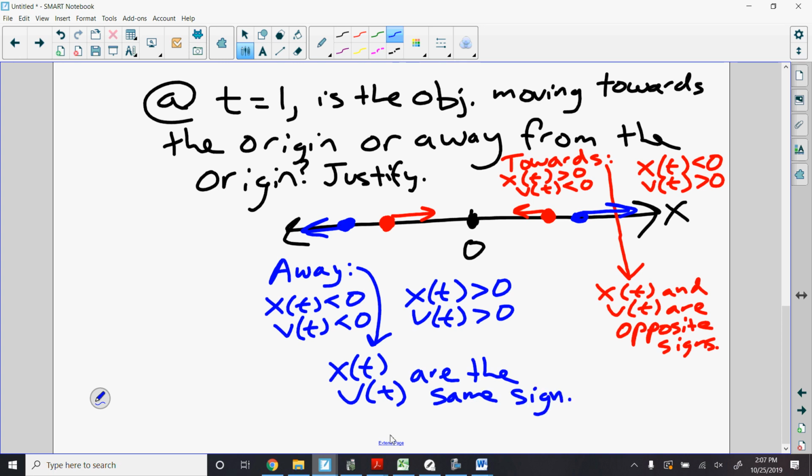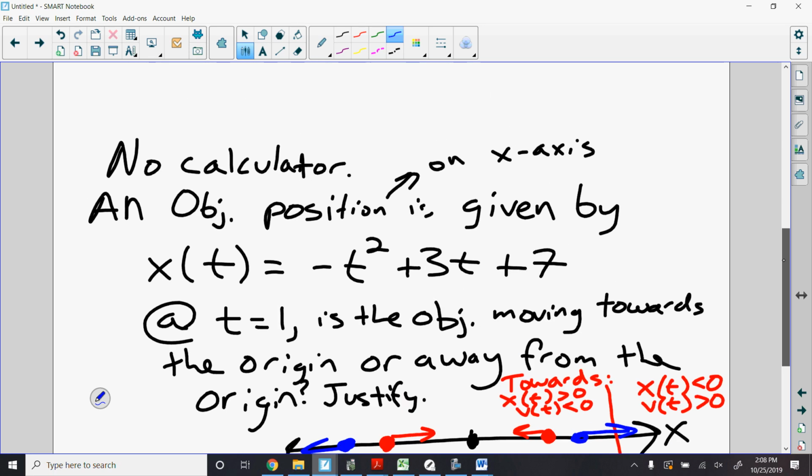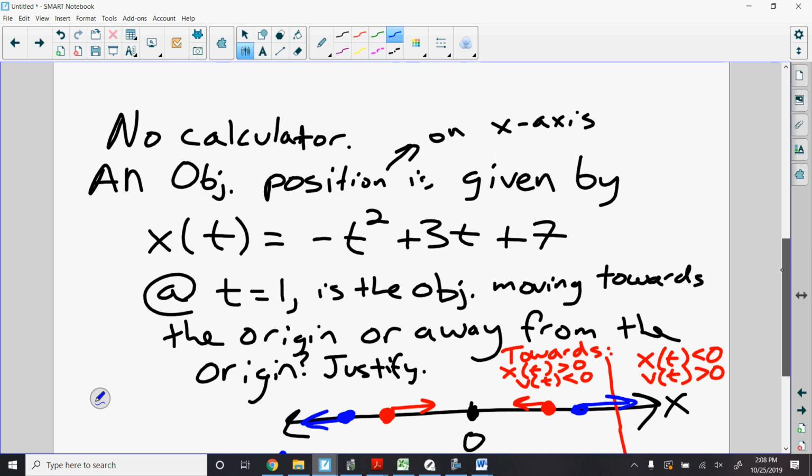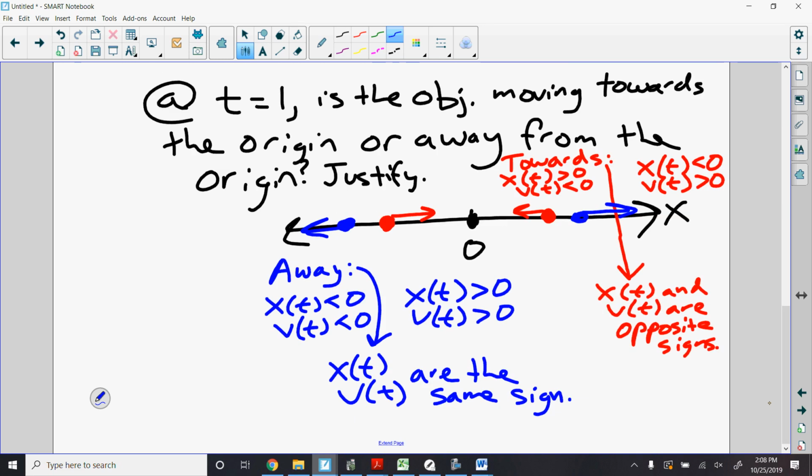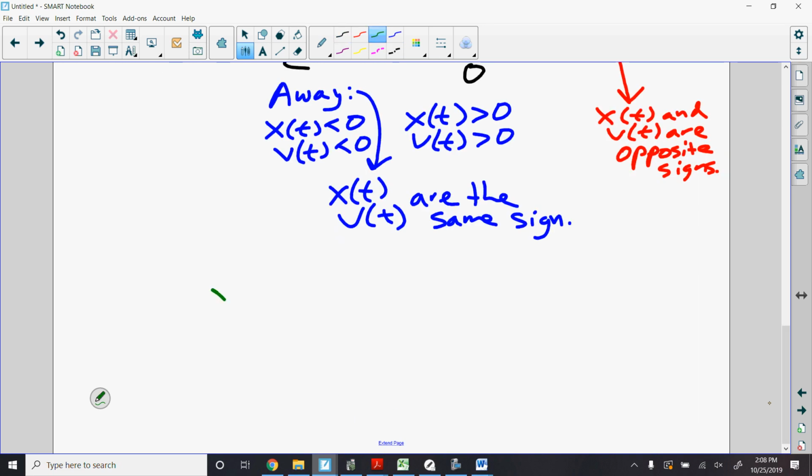Now, I never memorized that as a student because I could reason my way through it. If the reasoning doesn't make sense to you, then go ahead and memorize the pattern, okay? But with this particular problem that we're working on now, I want to know at t equals 1, is the object moving towards or away from the origin? Well, again, I have to look at my function here. My function is a position function. So I'll just copy that down here. What you first need to understand is you must calculate both x of 1 and v of 1.